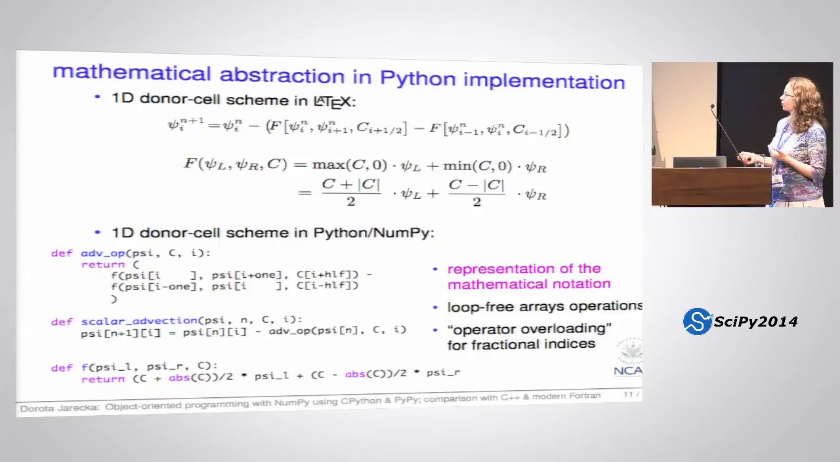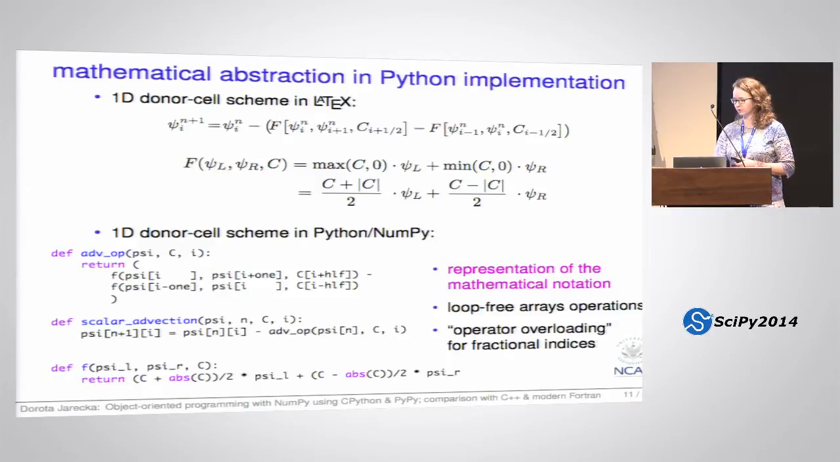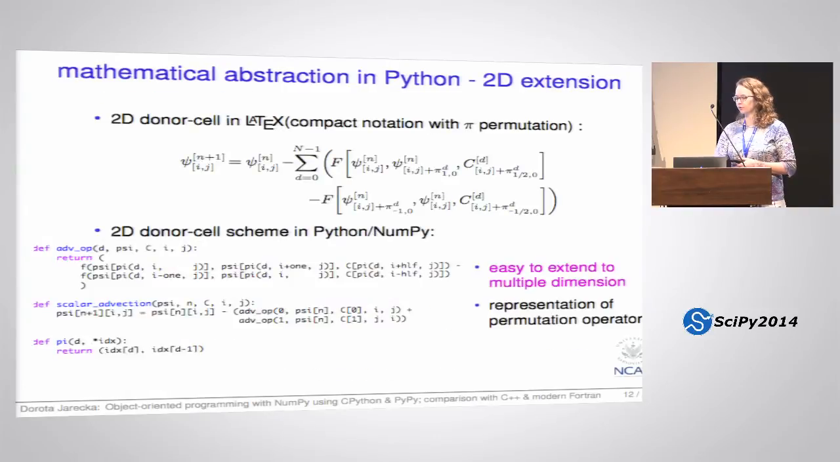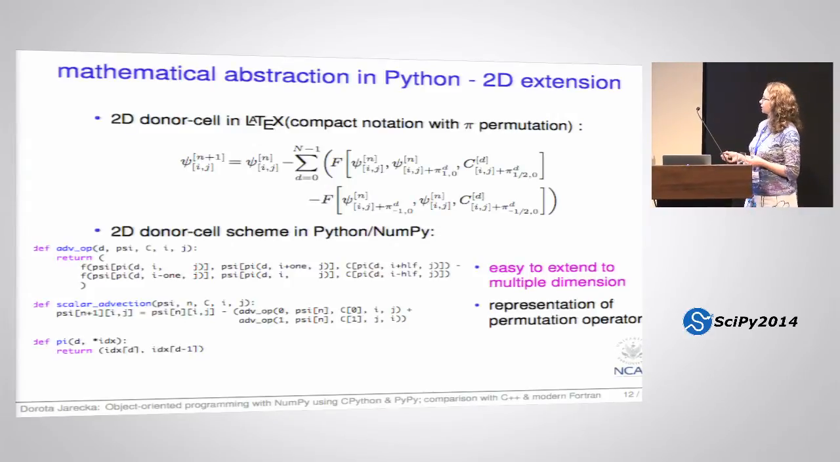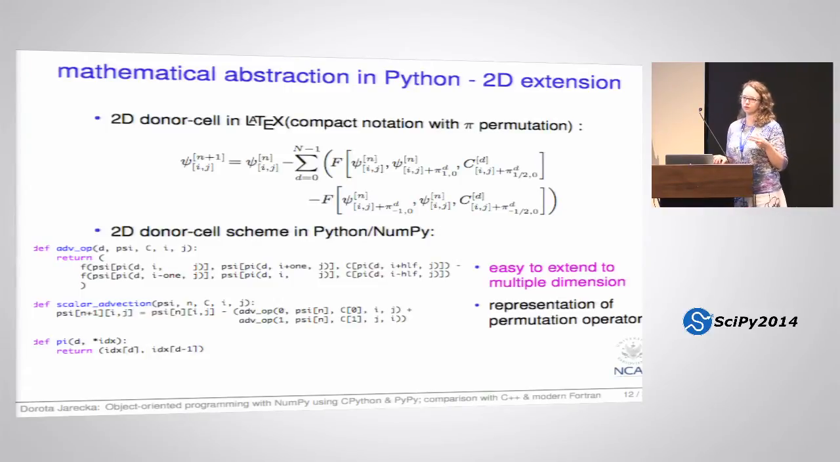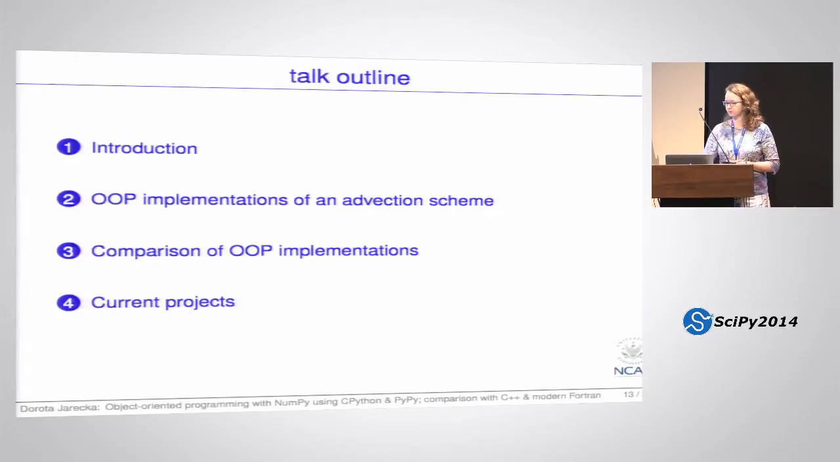So for example, using an object-oriented approach with libraries like NumPy, we're able, for example, to overload some operators just to make our implementation as close to LaTeX text as possible. And when you go to 2D, you also see that using this approach, it's very easy to extend to multiple dimensions. You can also represent a permutation operator that permutes your indices, and it's very easy to represent the advection in many different directions without extra copy-paste code.